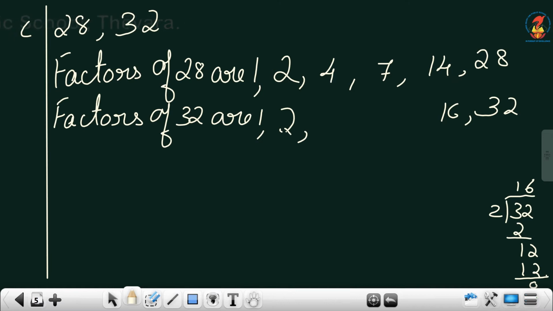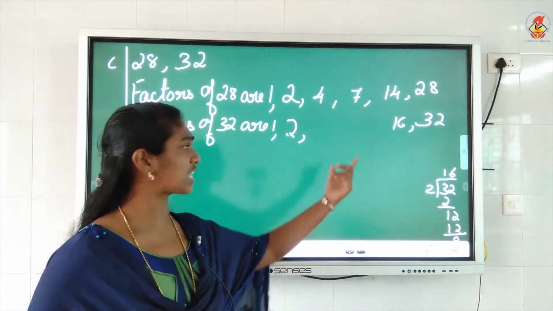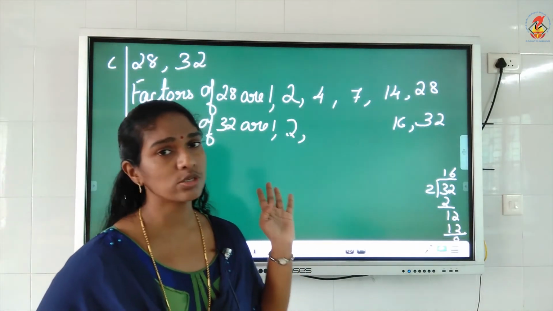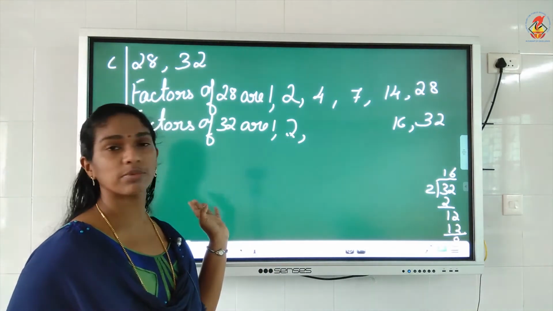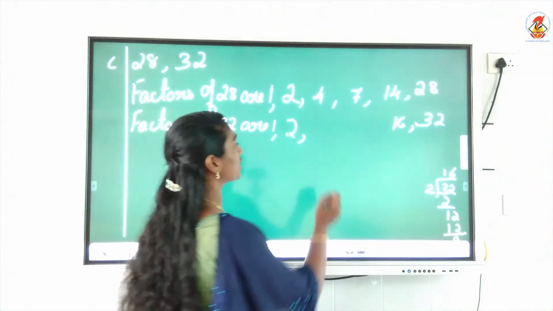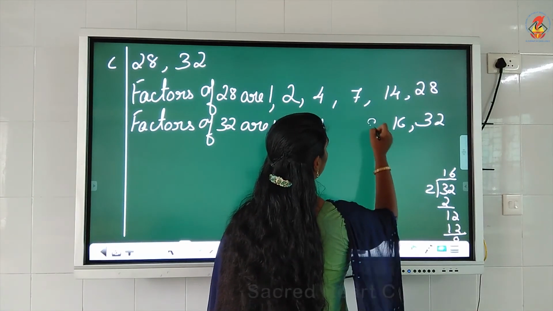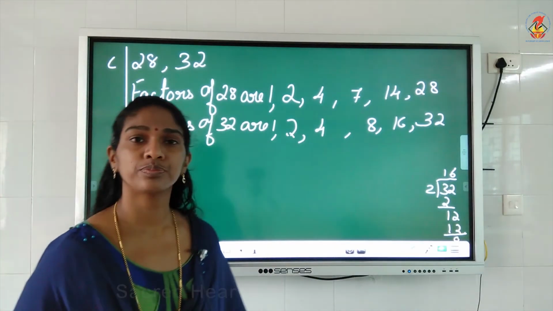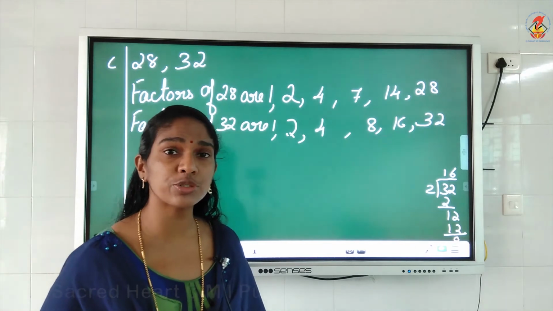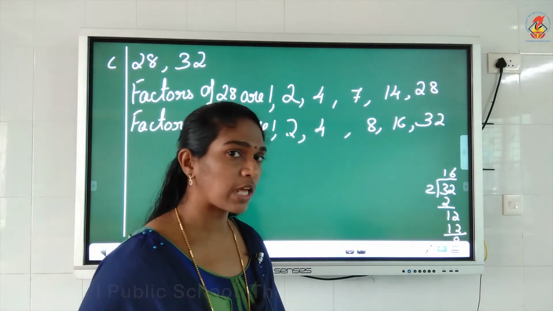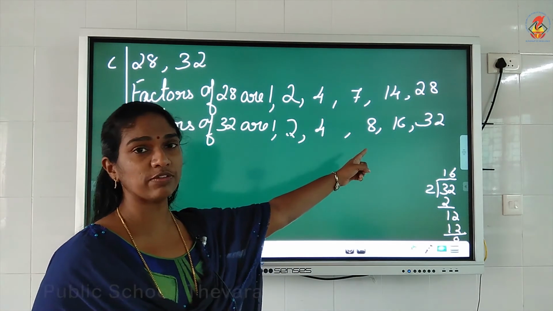Now, coming to 3's table. Is there 32 in 3's table? How do you check 3's table? Just add the digits. 3 plus 2 is 5. 5 is not there in 3's table. So, 32 is not there in 3's table. Then coming to 4's table. Yes, 4 8s are 32. 5's table do you have? No. 6's table do you have 32? No. 7's table? There is no 32. Again coming to 8's table, we have already found out.